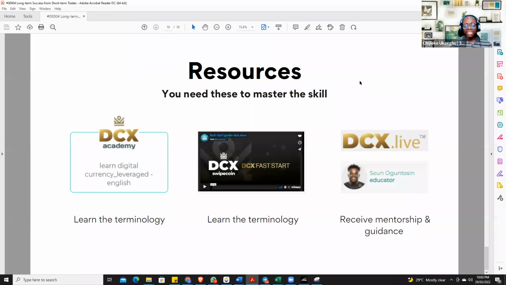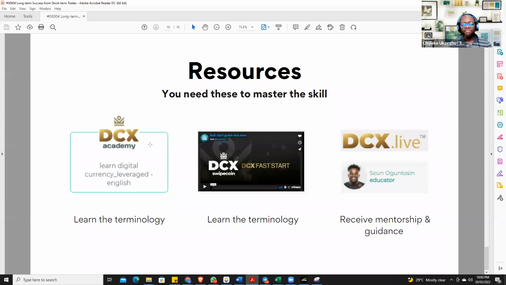If you want to master this tool, the Swipecoin Scalper, there are resources that you need to take advantage of. We've talked about the DCX Academy that explains all those terminologies that I brought up: pips, stop loss, take profits, buy, sell, entry, leverage. If any of those things was strange to you, that's why you need access to the DCX Academy, so that all of that will be explained.